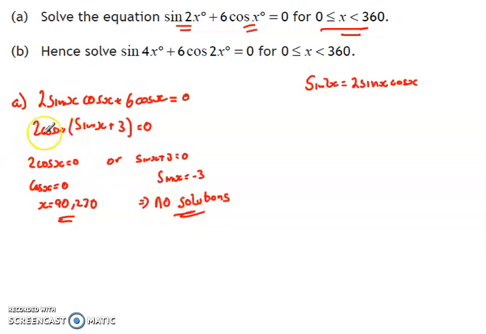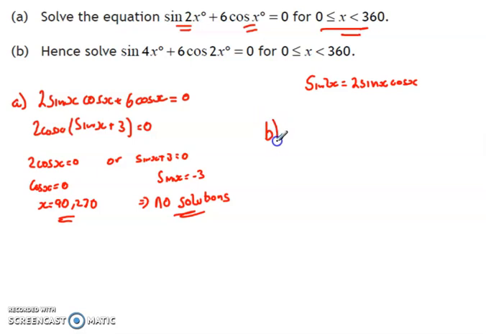Quick point to note, here I've taken the 2 as a common factor. If you weren't to do that, you'd end up with cos x equals 0, 2 sine x plus 6 equals 0. You'd still get the same set of answers. You'd be totally fine. The big key thing to take out as a common factor here is the cos x.